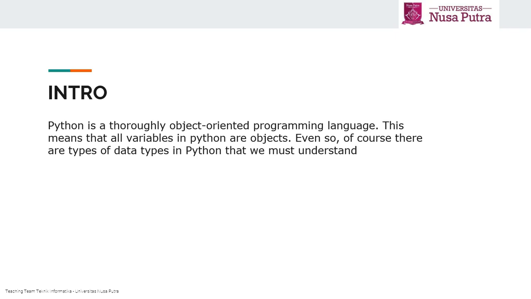Python is a strongly object-oriented programming language. This means that all variables in Python are objects. Even so, of course, there are types of data in Python that we must understand. So a variable in Python is an object, and the data type is the value.